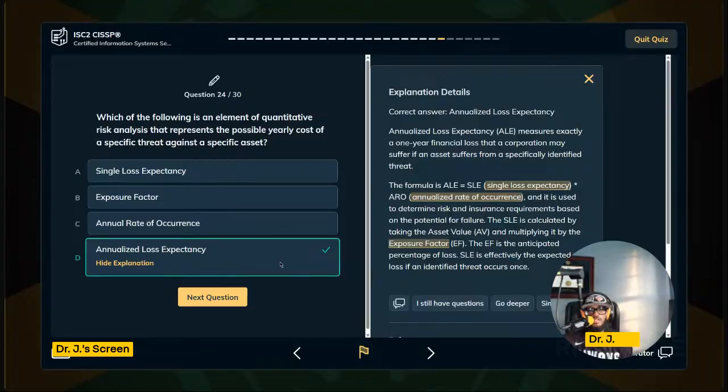Yeah, ALE measures exactly a 1 year financial loss that a corporation may suffer if an asset suffers from a specifically identified threat. So ALE equals SLE, single loss expectancy, times ARO, which is annualized rate of occurrence, and is used to determine risk and insurance requirements based on the potential for failure. The SLE is calculated by taking the asset value and multiplying it by the exposure factor. The exposure factor is the anticipated percentage of loss. SLE is effectively the expected loss if an identified threat occurs once.